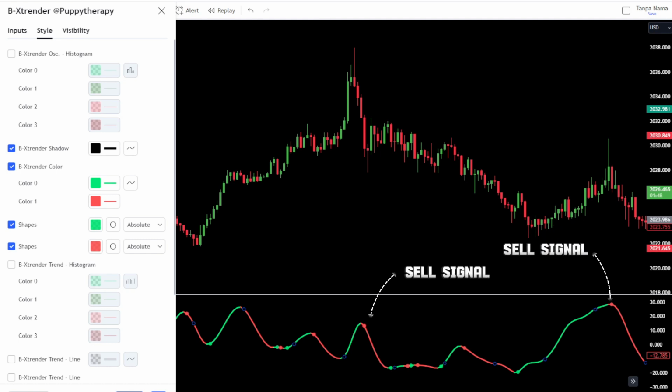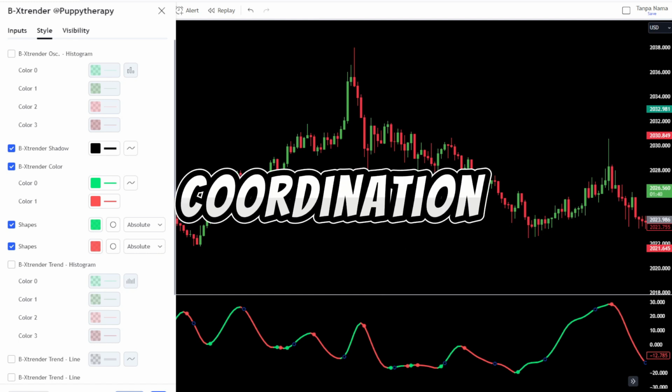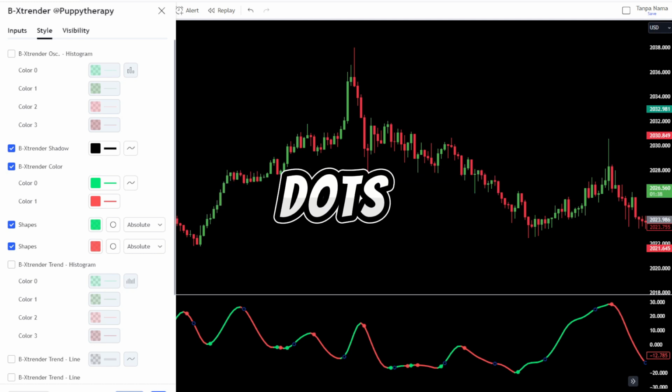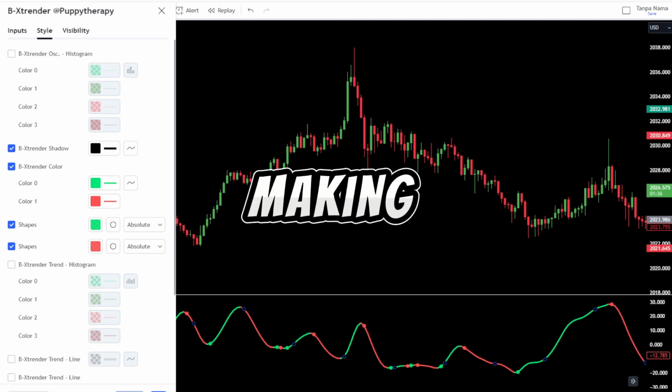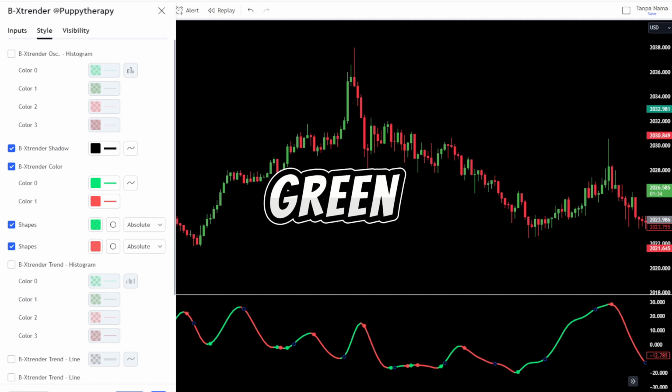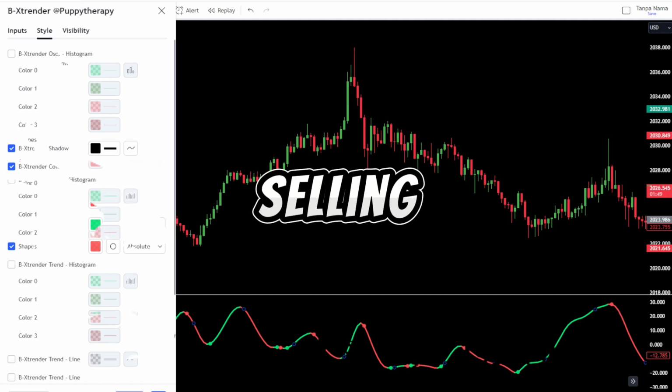Conversely, if the b-xtrender color is red and accompanied by red dots, it indicates a signal to place a sell order. This color coordination, along with the corresponding dots, provides a clear visual cue for making entry decisions in the market: green for buying and red for selling.